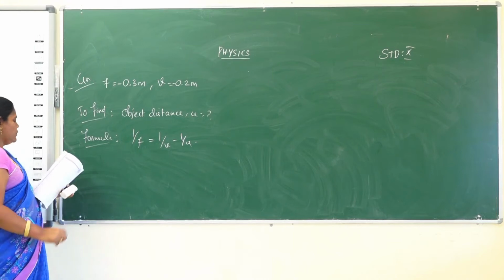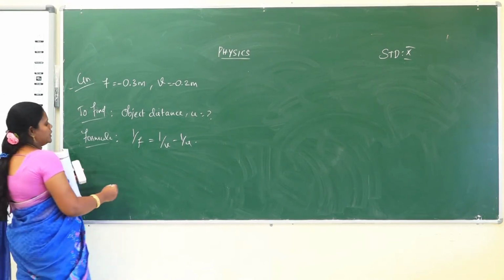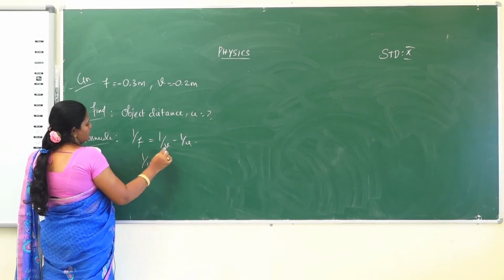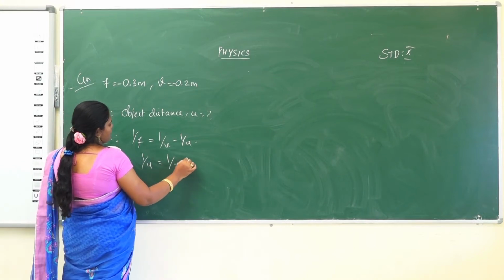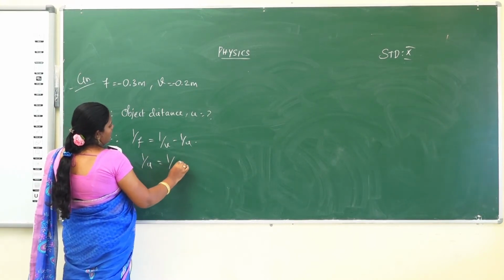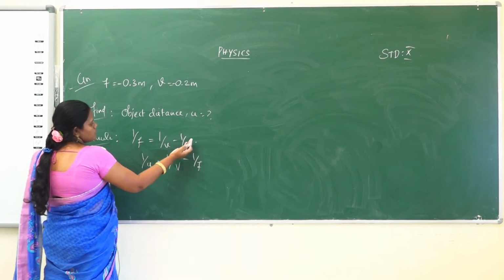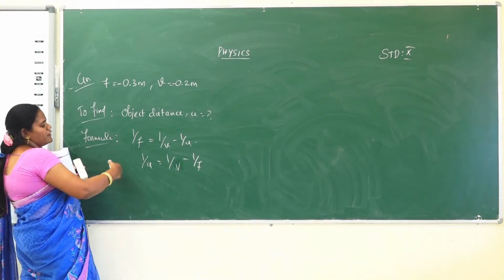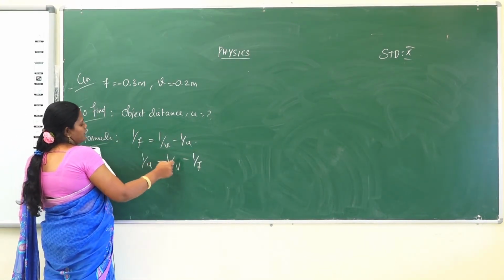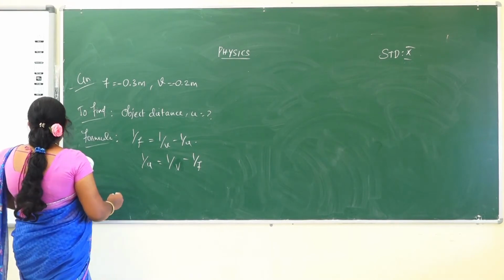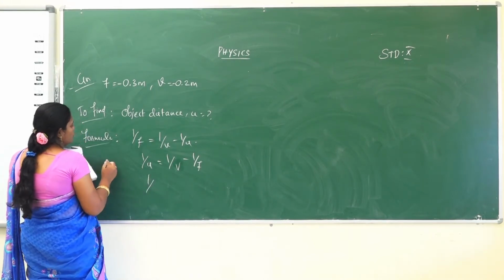Okay. We want u. So 1 by u will be taken as the left side, and 1 by f will be taken as the right side. So 1 by u is equal to 1 by v minus 1 by f. Then substitute all the values.